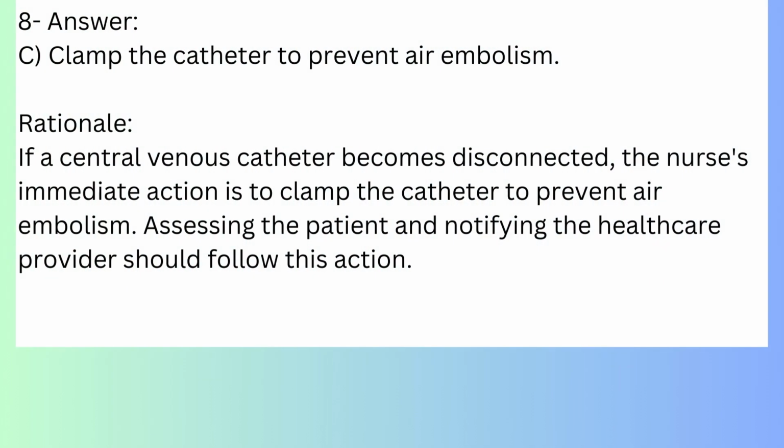Answer 8. C. Clamp the catheter to prevent air embolism. Rationale. If a central venous catheter becomes disconnected, the nurse's immediate action is to clamp the catheter to prevent air embolism. Assessing the patient and notifying the healthcare provider should follow this action.